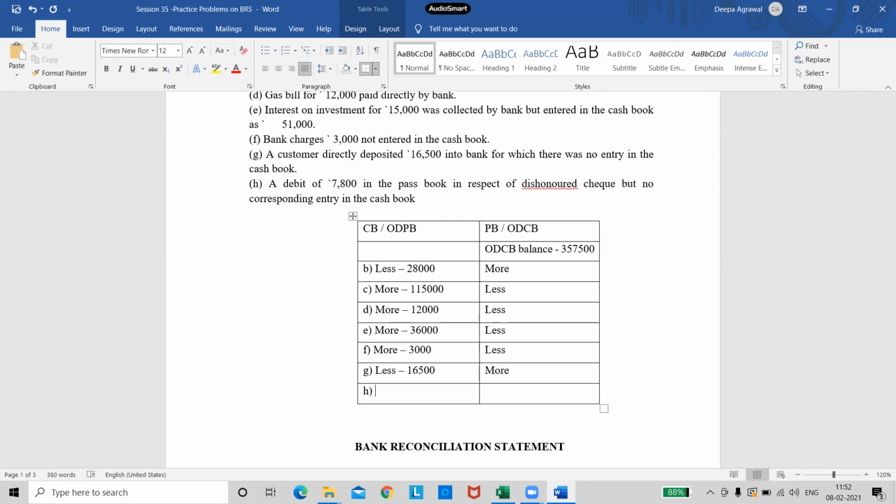We will see the last transaction for this problem. A debit of 7,800 in the passbook in respect of dishonored check, but no corresponding entry in the cash book. So he says, ma'am, it's debit. Passbook will record and it's more. So he says, how can it be more? Passbook is recording, that's correct. See, it is a debit and passbook is what? What do you take debit in passbook? Payment. Correct.